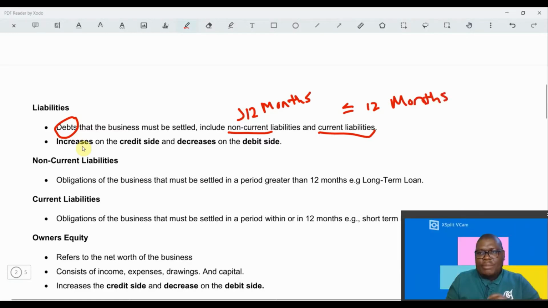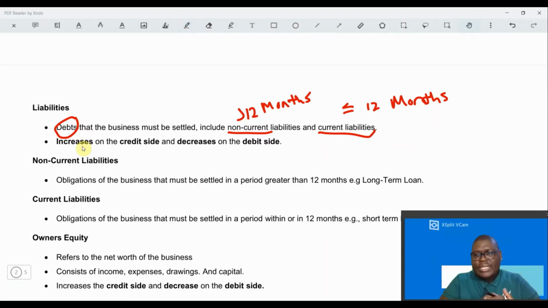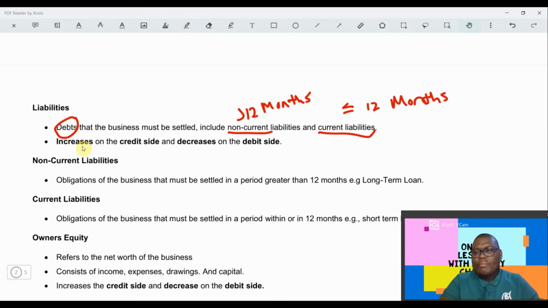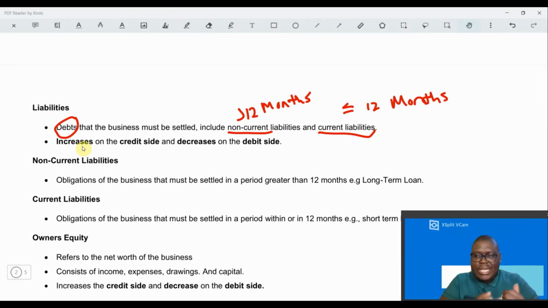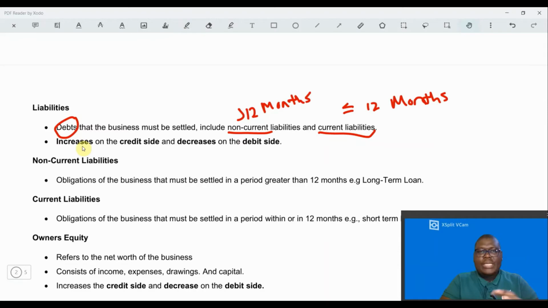Remember, like I said, that you can settle them in 12 months or within 12 months. They will give you up to 1 year to settle all this. That's like, for example, in terms of your short-term loan, they will give you something like 6 months for you to be able to settle that loan. So this is why it makes sense for short-term loan to fall under current liabilities.